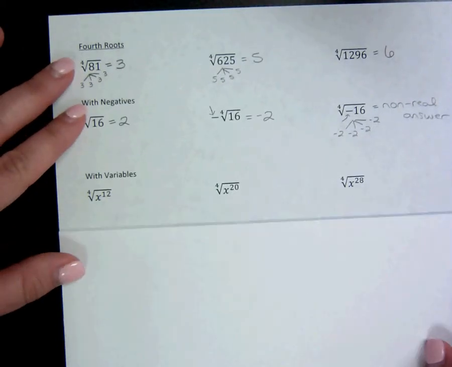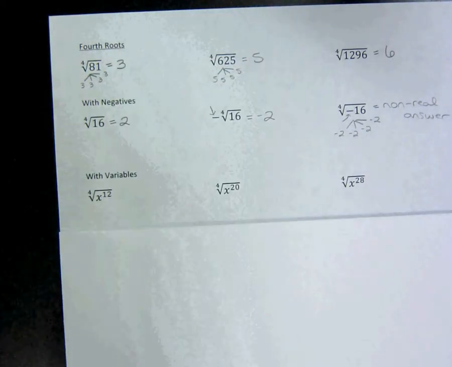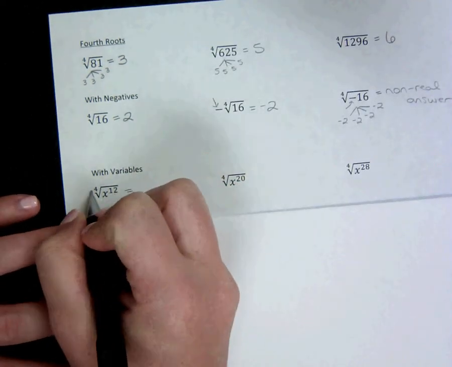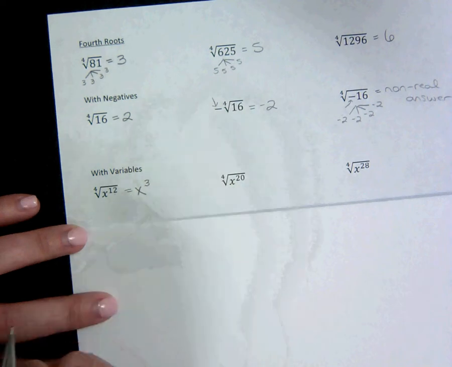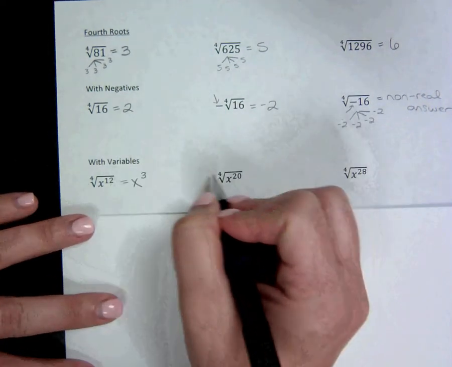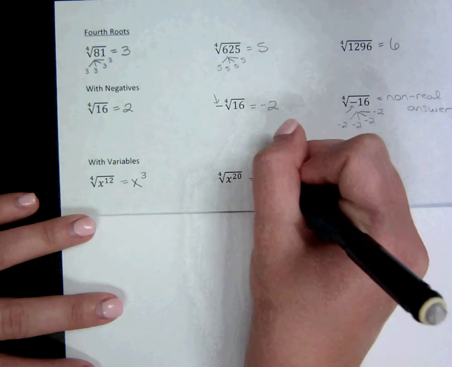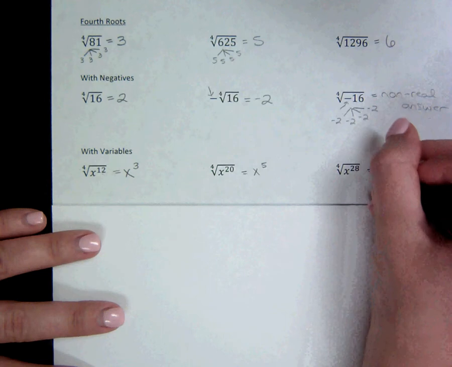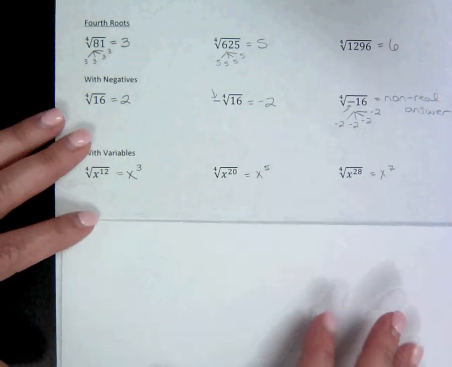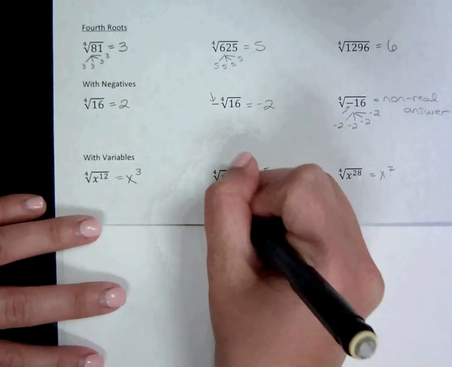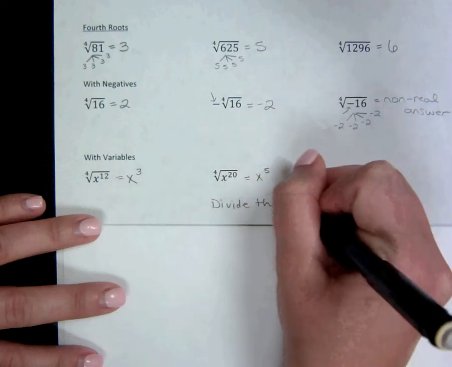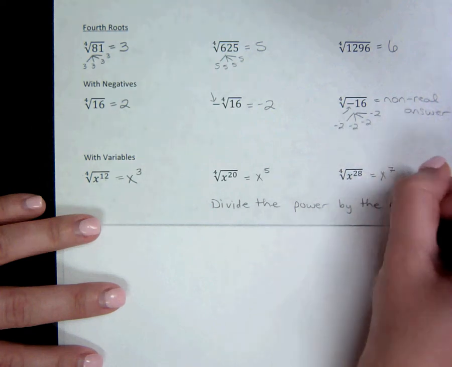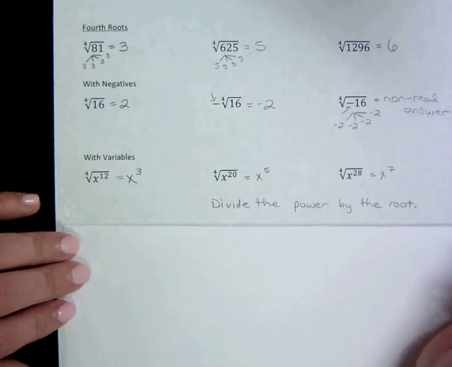Alright, let's look at the same idea with variables. This time we're splitting it into 4 pieces. I think we see the pattern by now. We're going to do 12 divided into 4 pieces, which would be x to the third. 20 divided into 4 pieces, x to the 5th. And 28 divided into 4 pieces would be 7. Again, you might want to make a note, divide the power by the root. Every time, divide the power by the root.